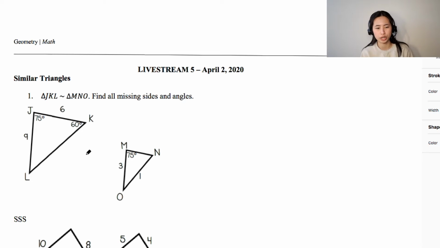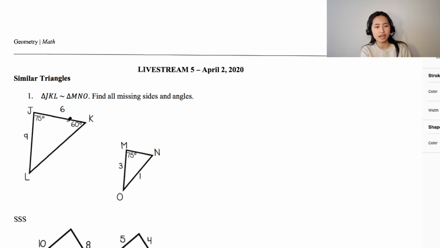For the first question, we can define similar triangles before we get into it. How do we know if two triangles are similar? We're referring to the angles and also the sides of the triangle. For example, if we're comparing JKL and MNO, how do we know if these two triangles are similar? Also, the symbol for similar triangles is this one over here, a squiggly line.